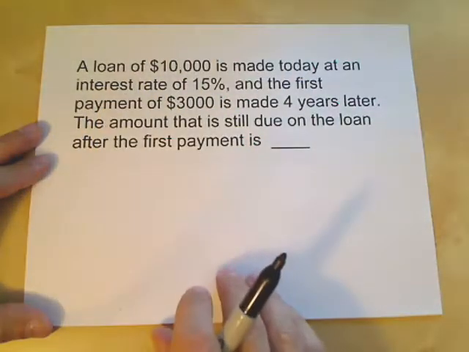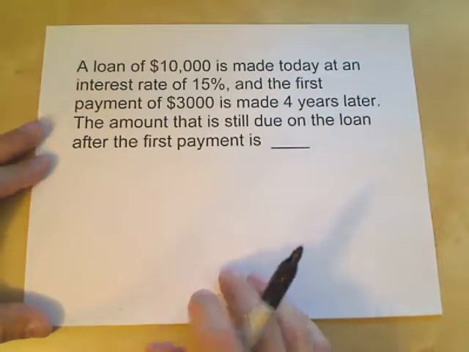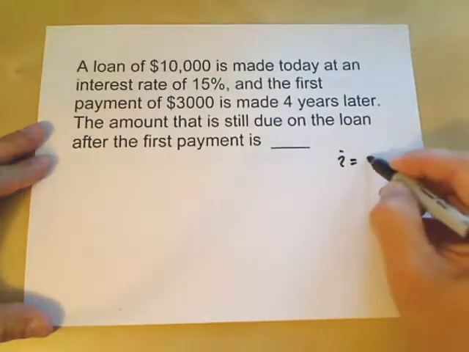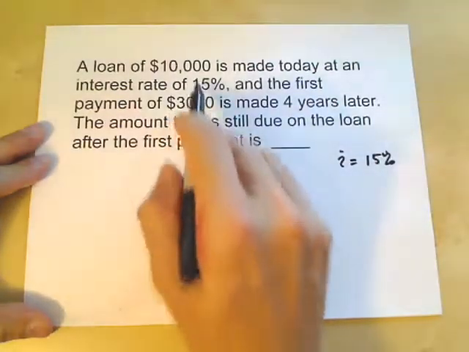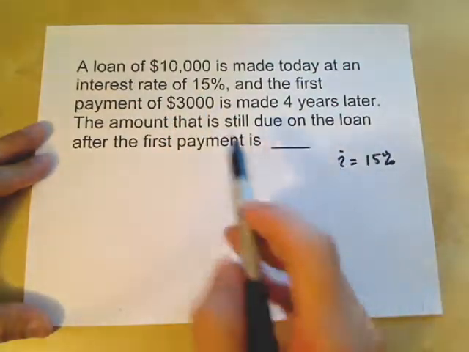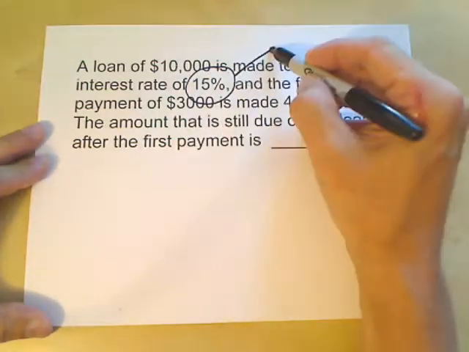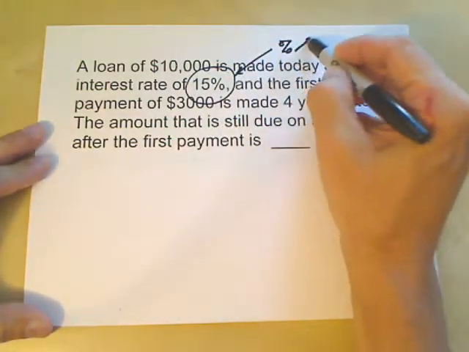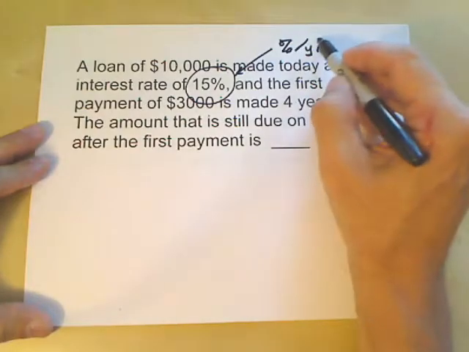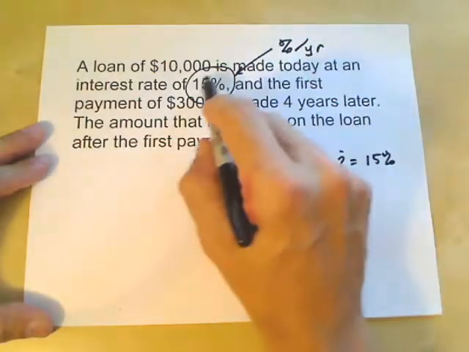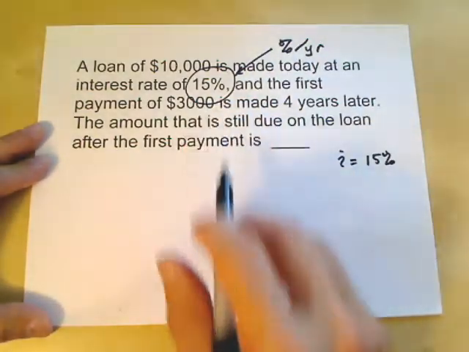A loan of $10,000 is made today at an interest rate of 15%. Percent per what? It doesn't say. When the units of time are absent from the interest rate, assume percent per year, not per month, not per day. Assume that it's annual compounding because that's the convention.